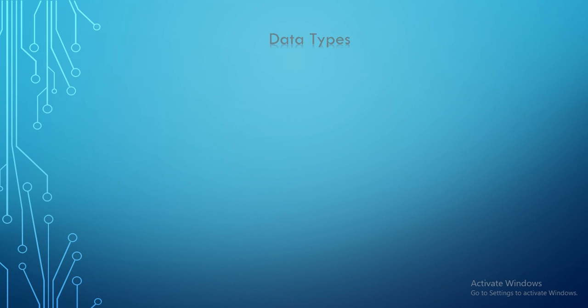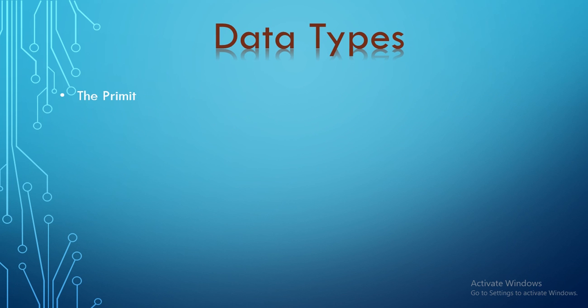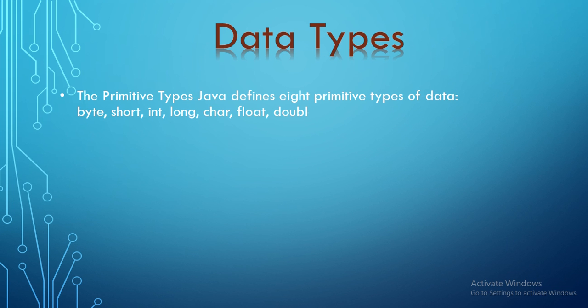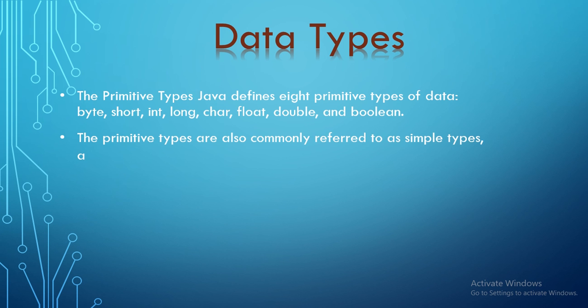Now come to the data types. Java defines 8 primitive types of data: byte, short, int, long, char, float, double and boolean. So these are the 8 data types. The primitive types are also commonly referred to as simple types, and both terms will be used in this video. These can be put in 4 groups.